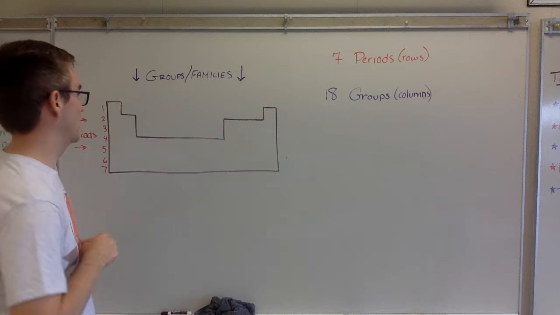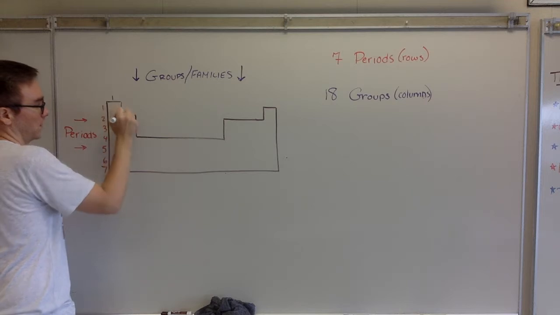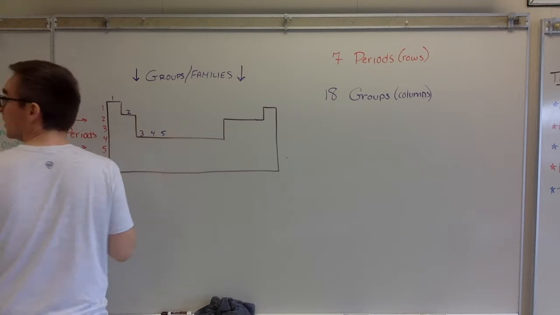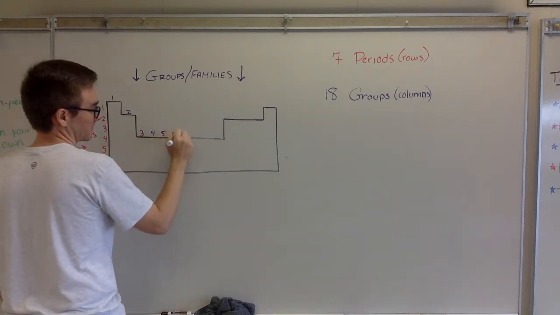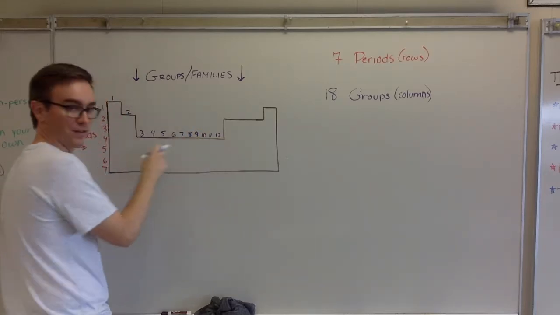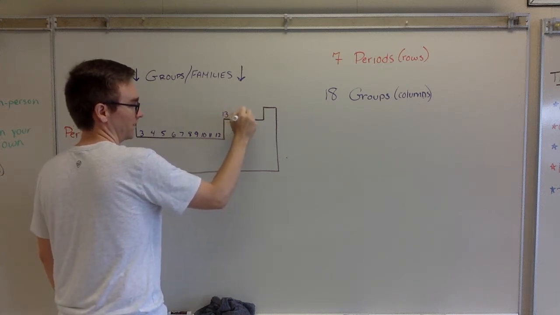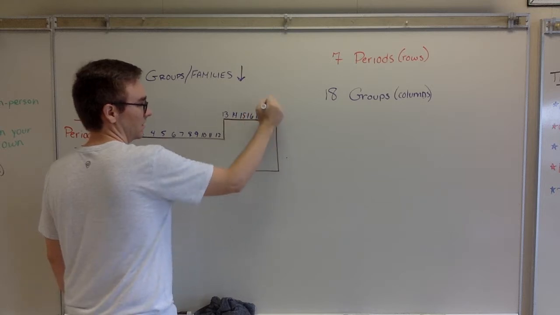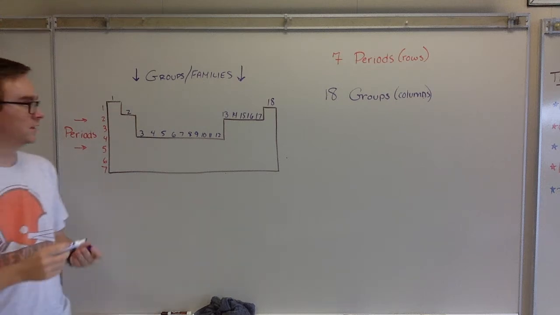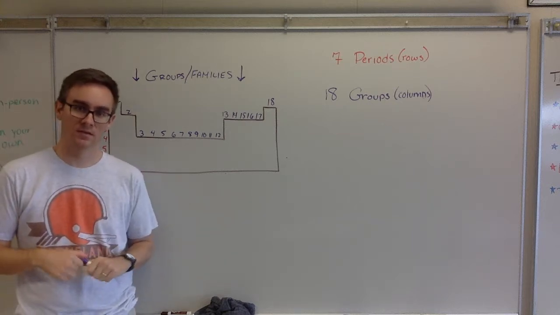Now there's 18 groups here, so we go all the way across, even down here. So we go 1, 2, 3, 4, 5, 6, 7, 8, 9, 10, 11, 12. I call this area the valley. Now back up on the hill: 13, 14, 15, 16, 17, and the highest point all the way on the opposite side, number 18. So we have 7 periods and 18 groups.